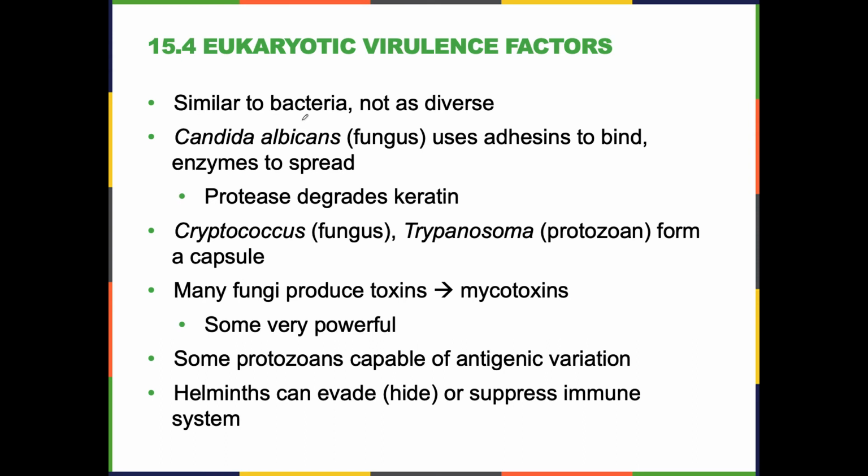Fungi produce toxins. Mycotoxins are what toxins produced by fungi are called. Some of them are incredibly powerful neurotoxins, by the way. I think we talked about some of these already. And then some protozoans, like malaria, for example, are capable of antigenic variation. And they do it so much better, right? Because they undergo sexual reproduction, so their antigenic variation is part of their nature. They do it not accidentally per se, but because they're always breeding, always able to reshuffle their genomes constantly. And then some helminths can evade or suppress the immune system.